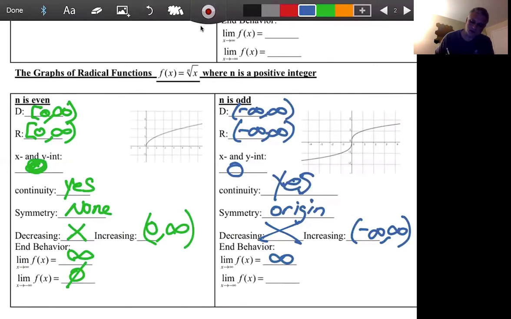Okay, so likewise, as we go to the left, if it's an odd index, then we are going to go to negative infinity with our x, and the y is going down, down, down, down.